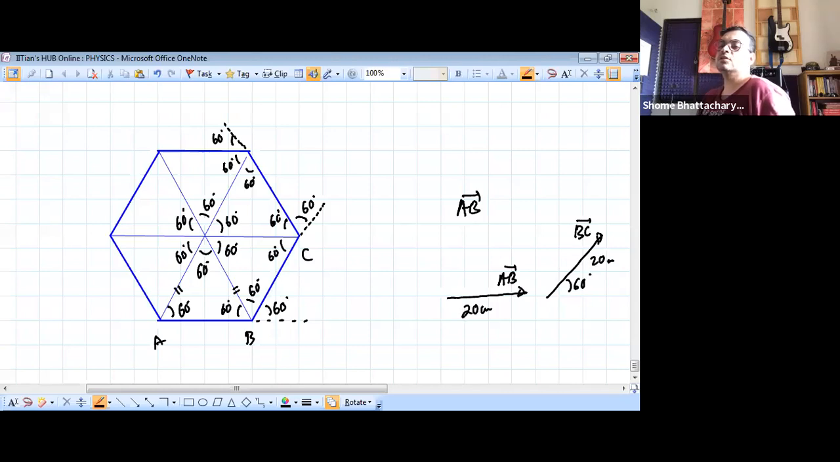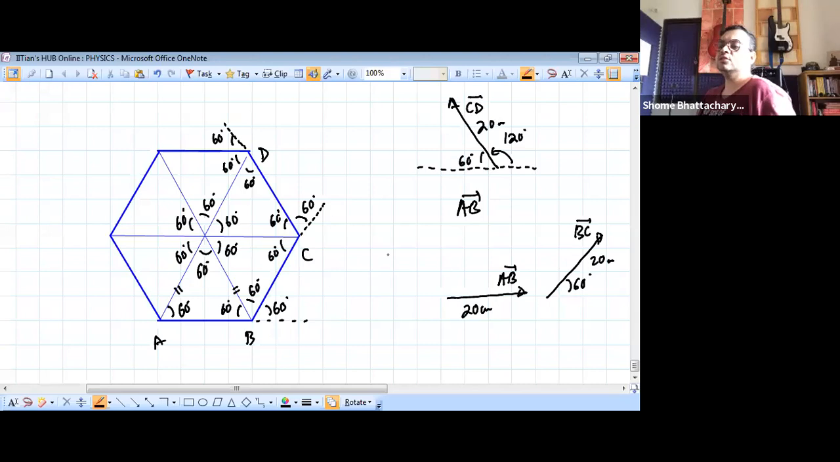Now similarly, think of the vector CD, where D is this vertex. So the vector CD will be like this. This will be the vector CD. It will be such that, you can see over here, this angle is 60. Which means that with the positive x-axis, it's making an angle of 120. So this angle was 60. And its length is also 20.